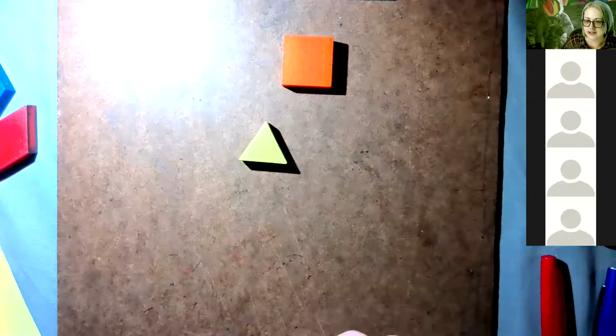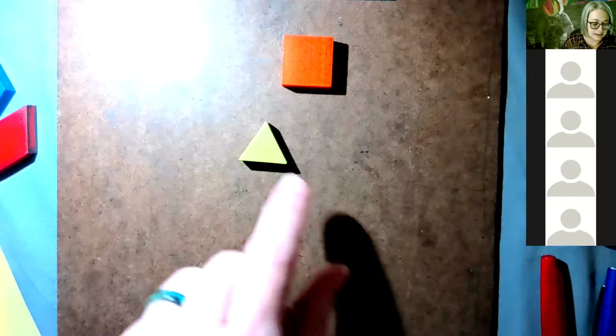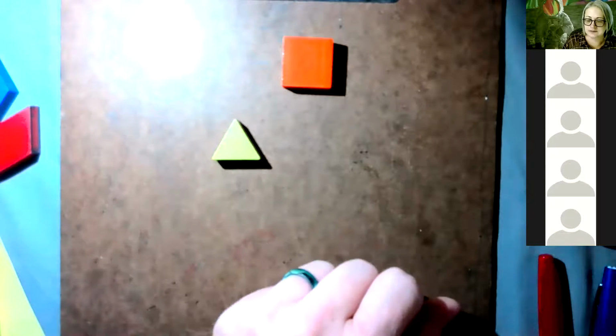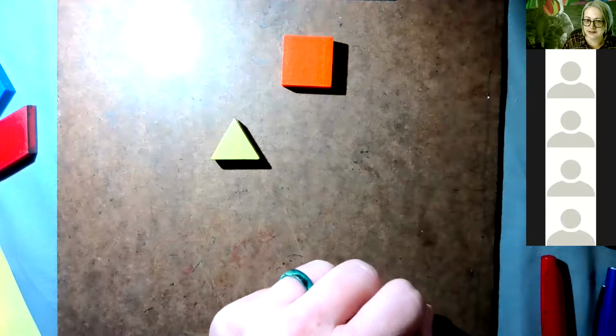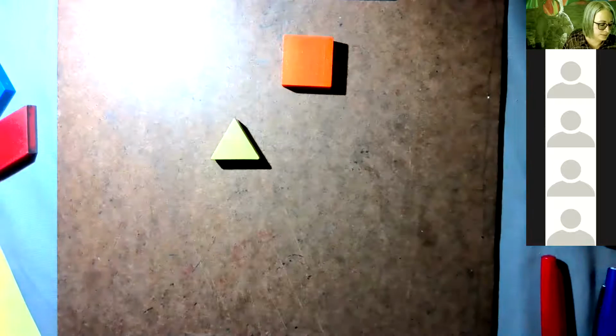What's the name of this shape? Polygon. It is a polygon, but what special name for this one is it? All the shapes are polygons. Well, it's a rectangle. No, not a rectangle. A triangle. Triangle. There we go.